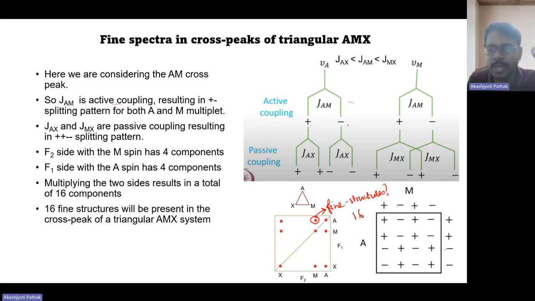It has four components. So in total, how many components will you have? You will have 16 components. So 16 fine structures will be present in the cross peak of a triangular AMX system. While for a linear AMX system, how many components were you getting? You were getting 8 fine structures, right? 8 fine structures, because here you had only two components and here you had four components. So in total 4 into 2, 8 components, while for the triangular AMX spin system, you will be getting 16 fine structures. So I hope this is clear.